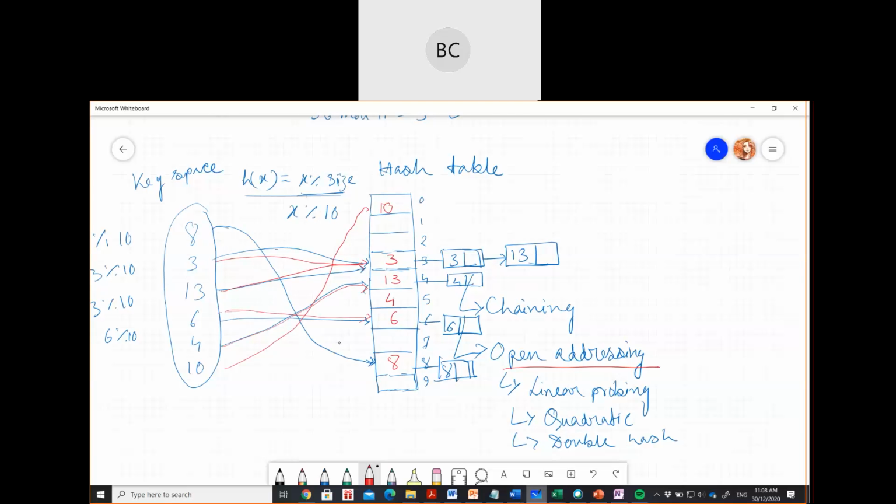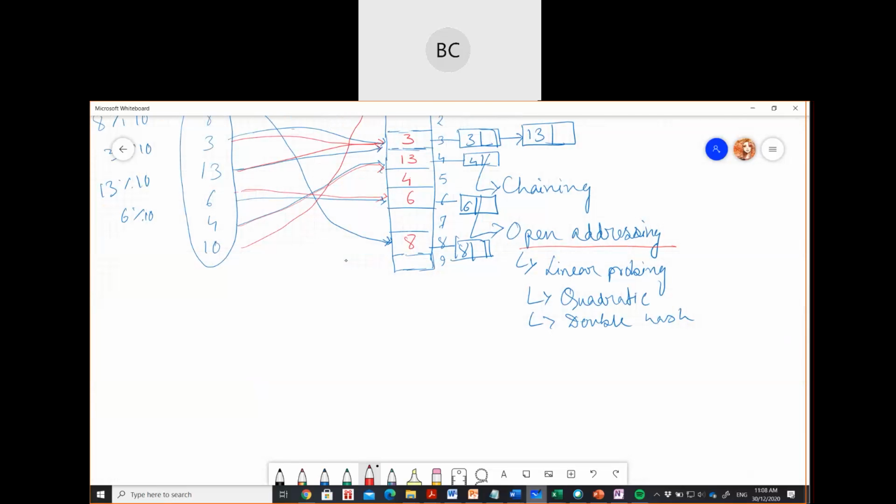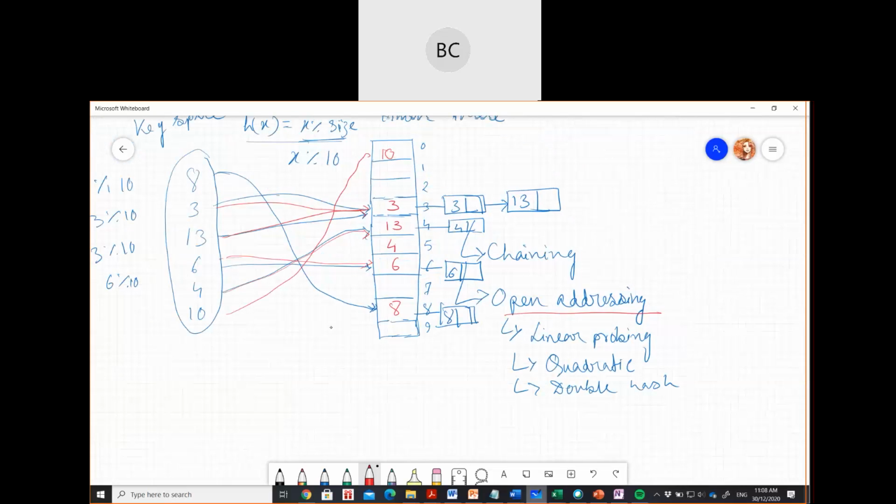Okay. So this is chaining and open addressing. Now let's see what is linear probing. In linear probing, we just modify the hash function. This is our original function, h of x mod size. In the case of linear probing, we modify it into h dash x, equal to h of x plus f of i, mod size.